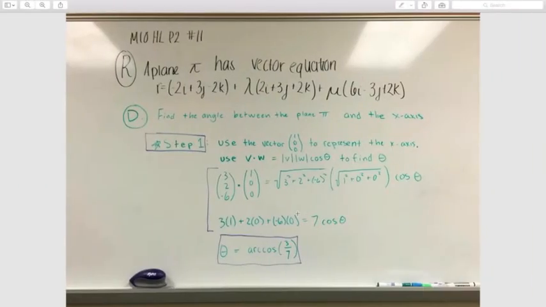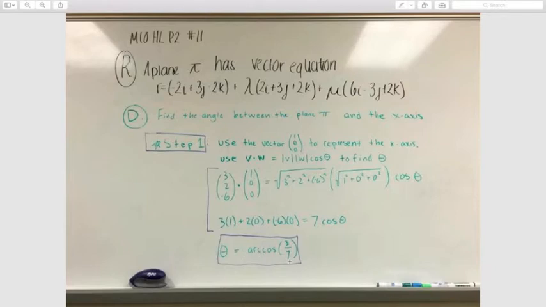Moving on to D, we want to find the angle between the plane and the x-axis. First, we need to recognize that we can use the vector 1, 0, 0 to represent the x-axis, and then we could use the normal vector to the plane, which is 3, 2, negative 6, to work with our equation v dot w equals the magnitude of v times the magnitude of w times the cosine of theta, and we can use that to find theta. When we substitute our values in for the dot product and the magnitude equations and solve, we get theta equals the arc cosine of 3/7.